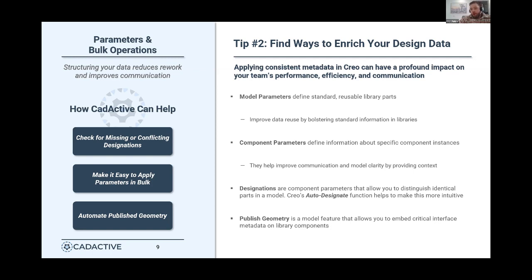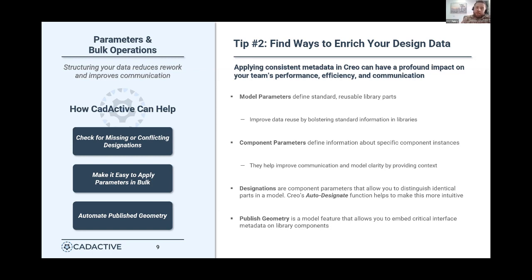Now, component parameters are applied to components in the specific context of a specific assembly, right? So a designation is the most commonly used component parameter. These help us to distinguish between identical pieces of equipment in a model, right? They're called different things at different companies. I think tag number is another really common way to use this, but the idea is to avoid confusion. So designations should be unique to each and every component in the model, even if they're identical from a library perspective. And Ben's going to show a little bit more about this later.